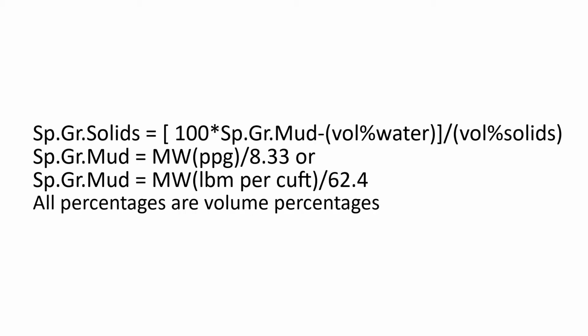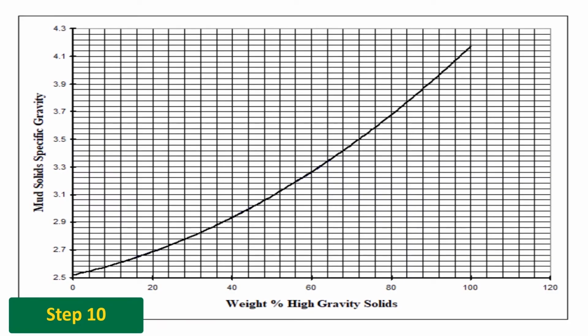J. The specific gravity of mud solids can be obtained by the following formulas. All percentages are volume percentages. Now, enter Figure 1, which is on page 32 of the lab manual, from the y-axis with specific gravity of solids, and read the weight percentage of high gravity solids and calculate the weight percentage of low gravity solids: 100 minus weight percent of high gravity solids.